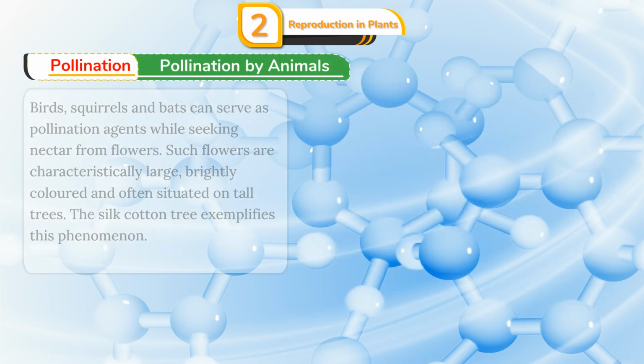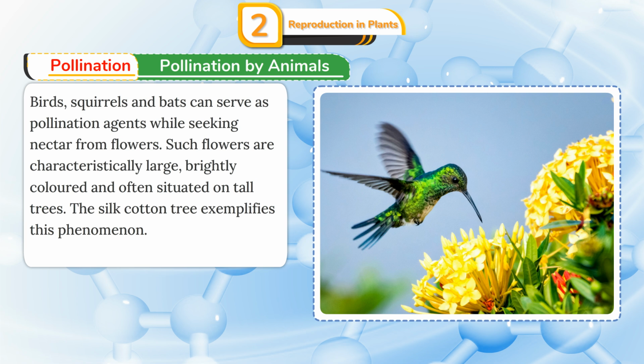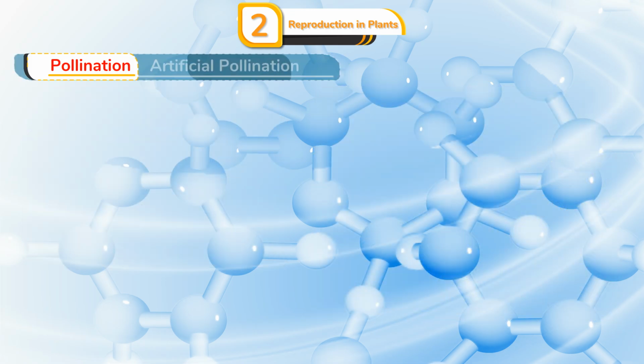Pollination by animals. Birds, squirrels, and bats can serve as pollination agents while seeking nectar from flowers. Such flowers are characteristically large, brightly colored, and often situated on tall trees. The silk cotton tree exemplifies this phenomenon.